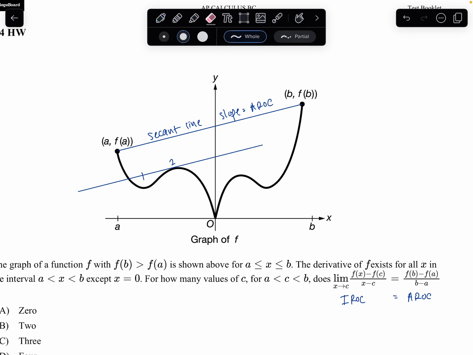And then probably right here, that's going to be a third instance. And then right here probably is going to be a fourth case. So I would say 4.